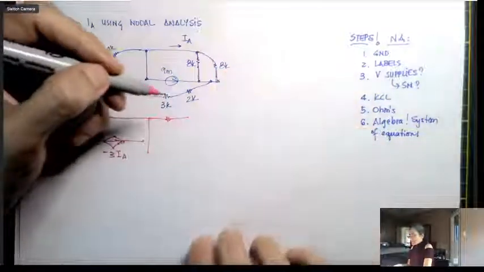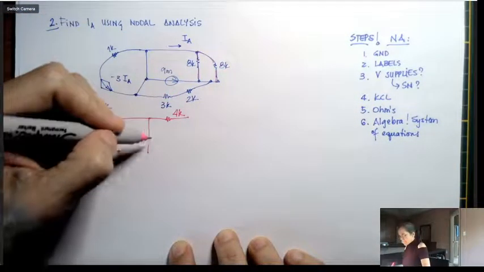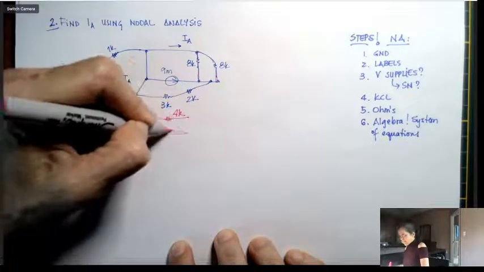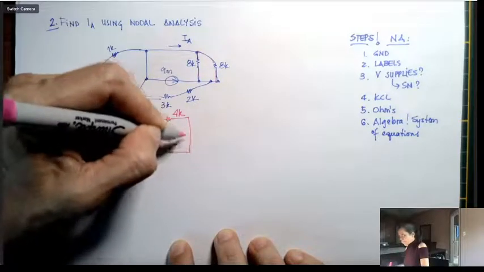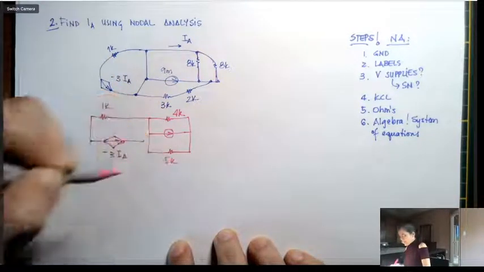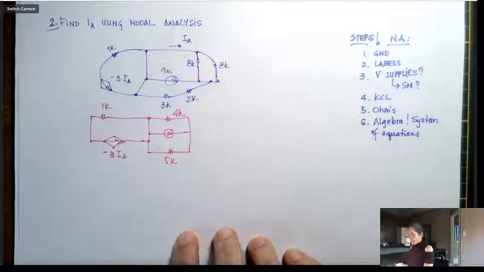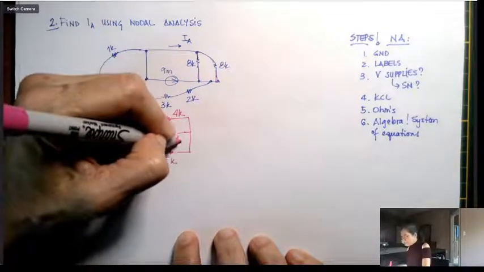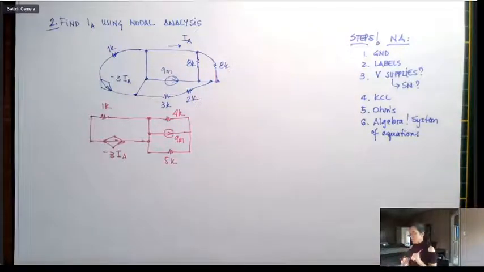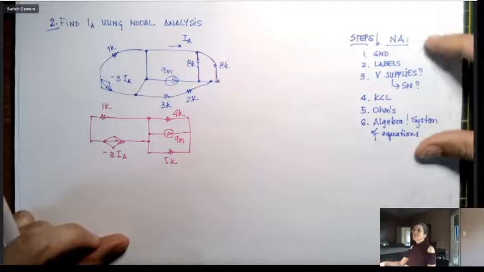So 8K in parallel with 8K is 4K. And then 9 milli here. And then 5K. Now the 5K and the 4K are in parallel, so I could further simplify this, but instead I'll just leave it there. And I will apply the steps of nodal analysis. I simplified this here.